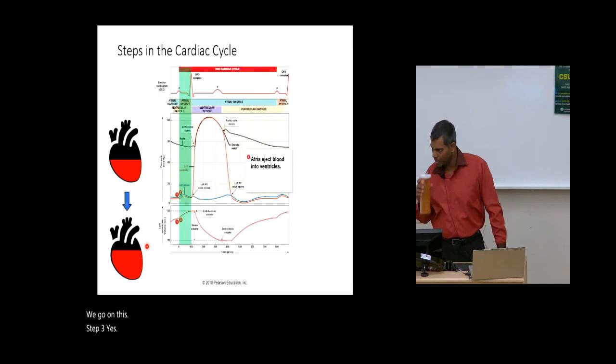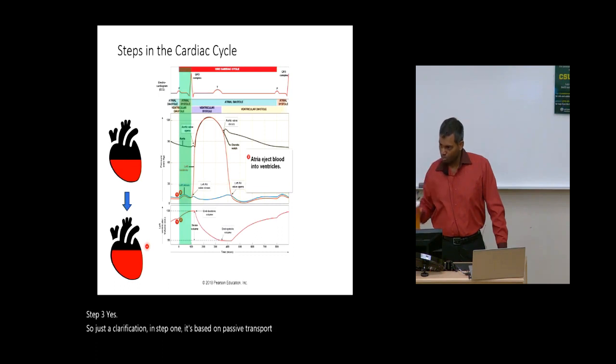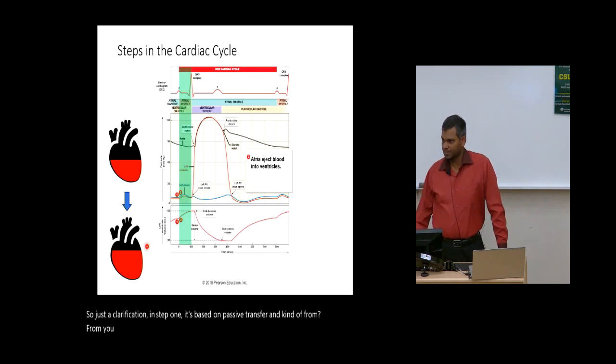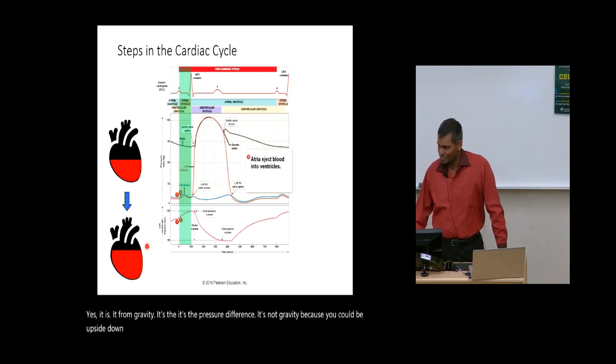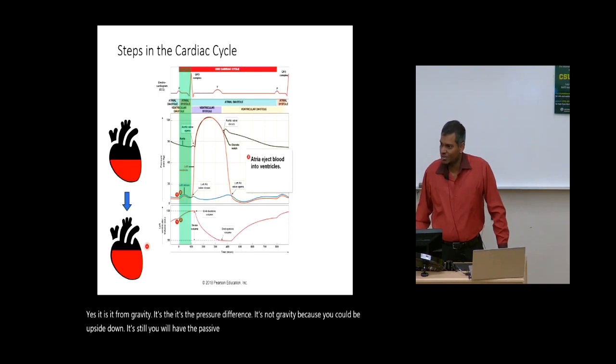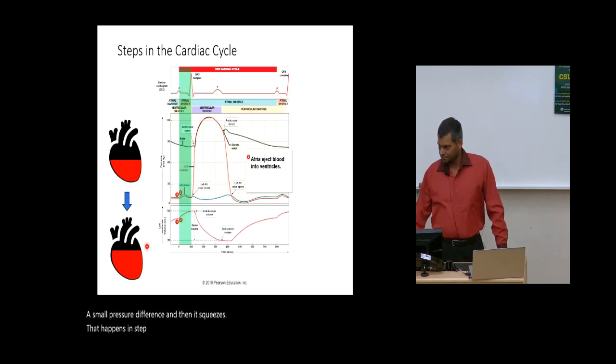So just a clarification, in step 1, it's based on passive transfer from the atria to the ventricles. Is it from gravity? It's the pressure differences, not gravity, because you could be upside down and still have the passive filling. Okay, but it's just a small pressure difference that's causing it to flow. And then it squeezes. That happens in step 2. Right, squeezing. It squeezes to get everything out.